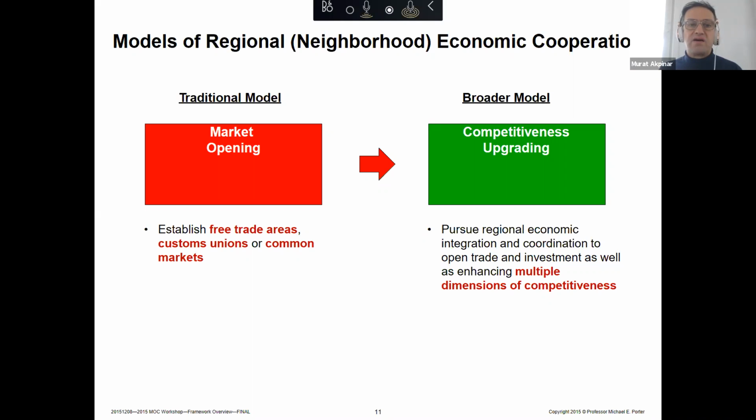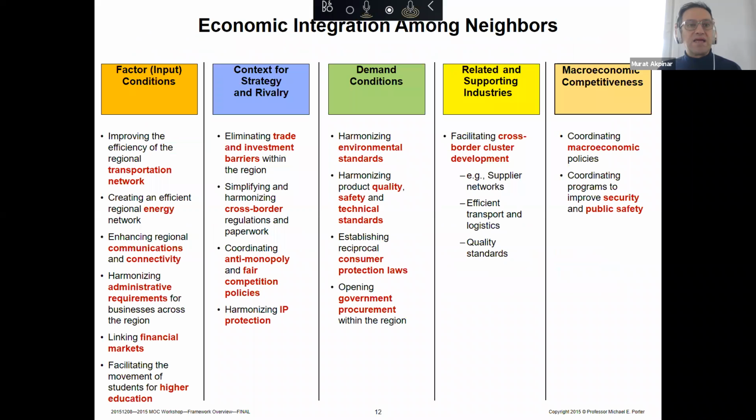So what is important here, if you think about the European Union, is not only that we create a free trade area or a union, but that we invest in projects that will develop the competitiveness of the region. Here we can talk about, for example, the initiative of China, the Belt and Road project. So how do we invest in the competitiveness of the neighboring regions? Well, here are some examples based on using the diamond model.